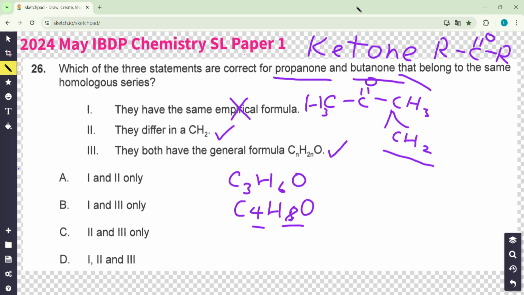When you can't figure it out, you just write down the first few from the start and you will realize the general formula. Got it? So what's the answer? C. Well done.